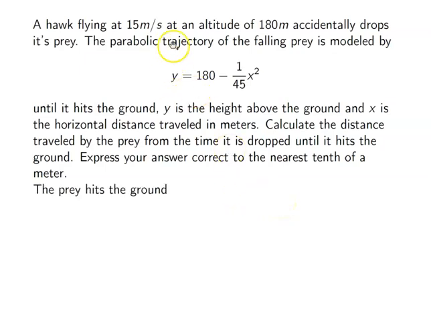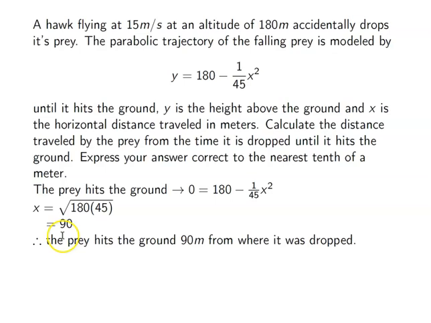The prey hits the ground when the output here is 0. So we can find x values that correspond to an output of 0. We would just solve for x squared. So we will add 180, multiply both sides by a negative 45. That gives us a positive 180 times 45, square root both sides, and we get 90. We don't need plus or minus because we're only moving in one direction here. So 90 meters from where the prey was dropped is where it hits the ground.